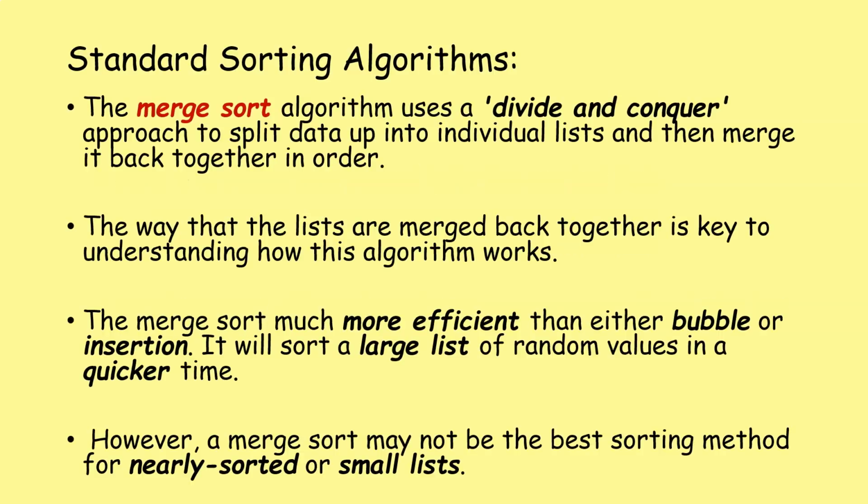The merge sort algorithm uses a divide and conquer approach to split data up into individual lists and then merge these back together in order. The way that the lists are merged back together is key to understanding how this algorithm works. The merge sort is much more efficient than either a bubble or an insertion sort. It will sort a large list of random values in a quicker time. However, a merge sort may not be the best sorting method for nearly sorted or small lists.